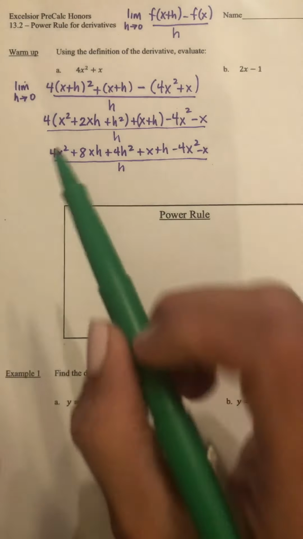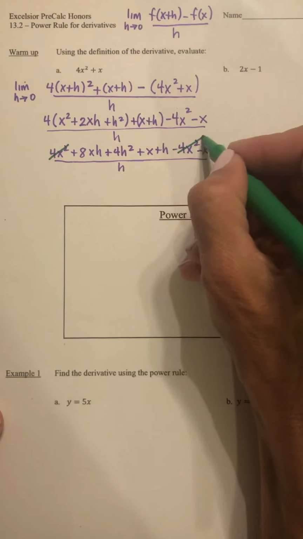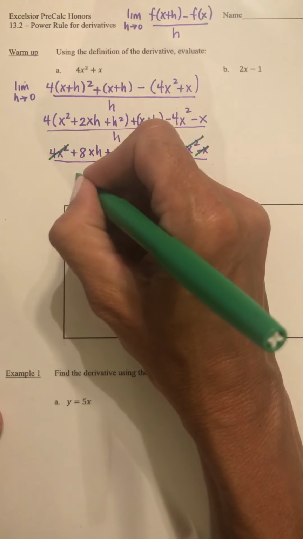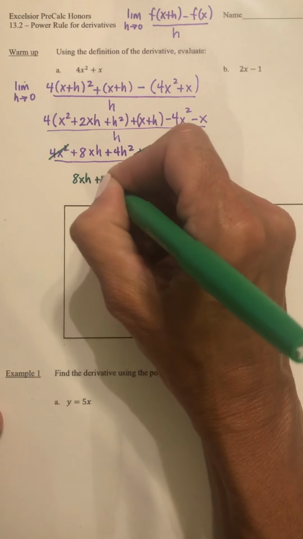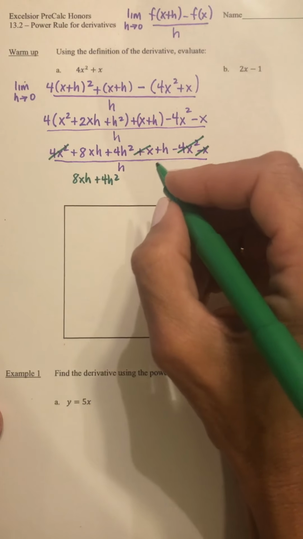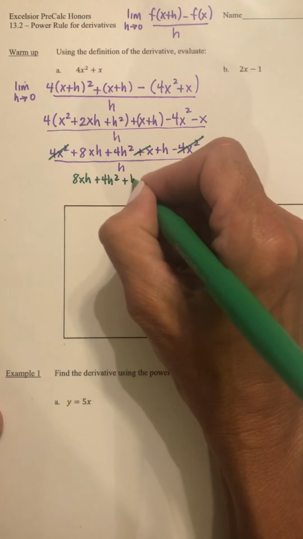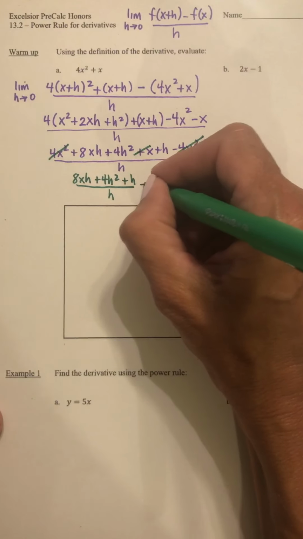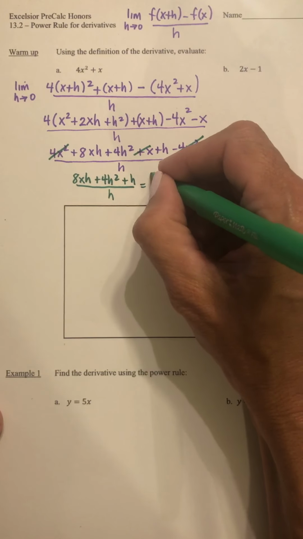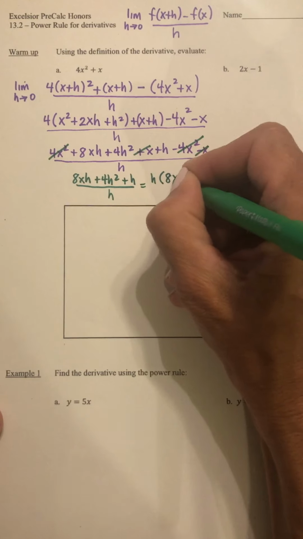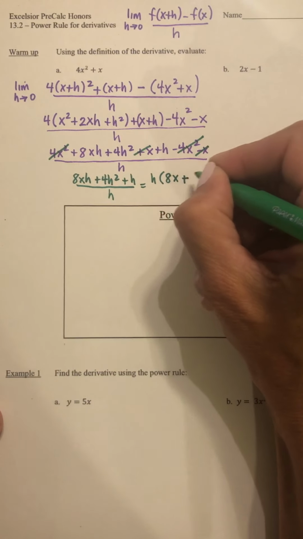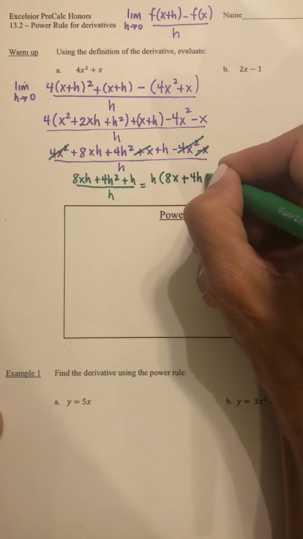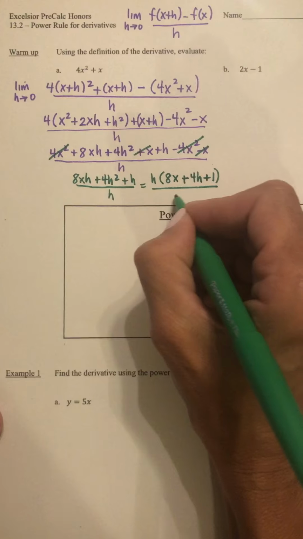All right, let's see what goes. 4x squared minus 4x squared, x minus x. What does it look like I have? It looks like 8xh plus 4h squared plus h. Yep, all over h. And what you're going to do, remember, is you're going to factor out so that the h's cancel on the bottom. So we're going to take out an h, right? And that's going to leave me with 8x plus 4h plus 1 all over h.